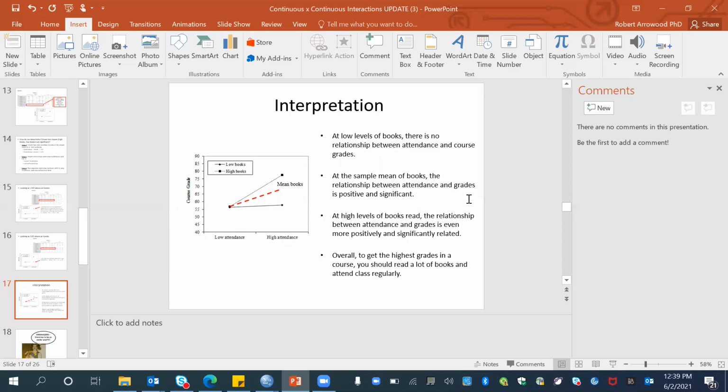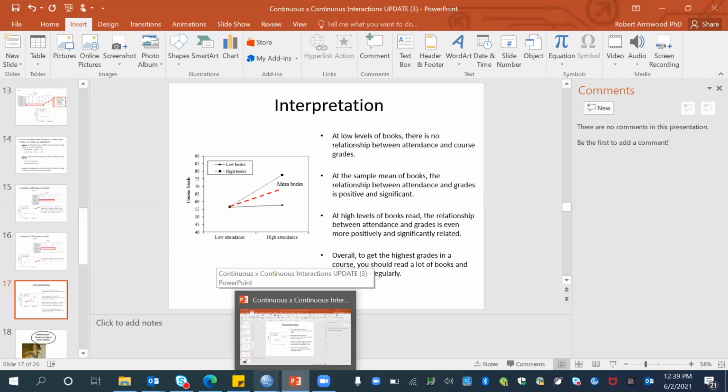At the sample mean of books, if you recall, we plotted that, or we got that just from the main interaction analyses. The relationship between attendance and grades is positive and significant. However, at high level of books, the relationship between attendance and grades is even more positively and significantly related. So the more books you read, the stronger this relationship gets. So to get the highest grades in the course, you should read a lot of books and attend class regularly.